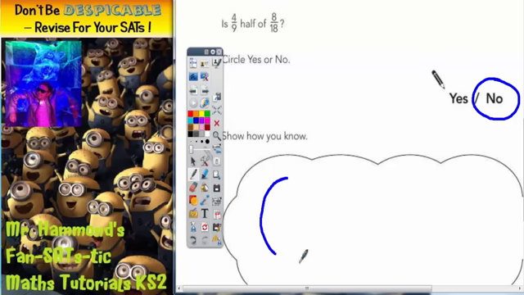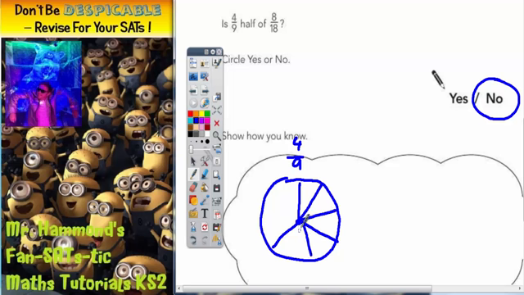So let's first of all draw a pizza and split it into 9 pieces to illustrate 4/9. First of all, we'll split it into 3 pieces. Then each of these 3 pieces will split into 3 again. So this piece will split into 3, this piece will split into 3. So now let's shade in 4/9. So we've got 1/9, 2/9, 3/9, 4/9.